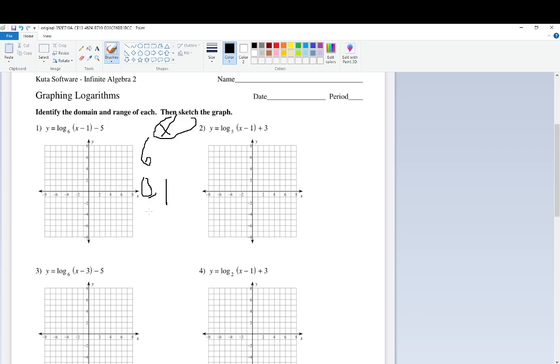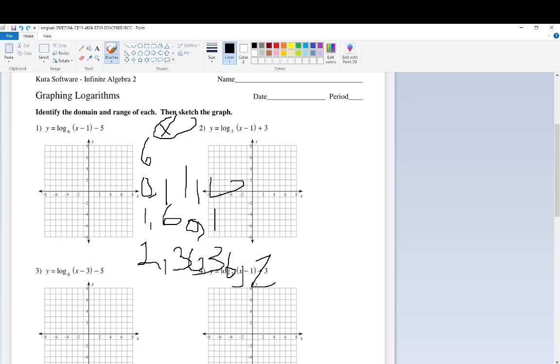When x is 1, 6 to the 1 is 6. And when x is 2, 6 to the 2 is 36. Now you just reverse these points: 1 comma 0, 6 comma 1, and 36 comma 2. You now have 3 points to work with. Okay?